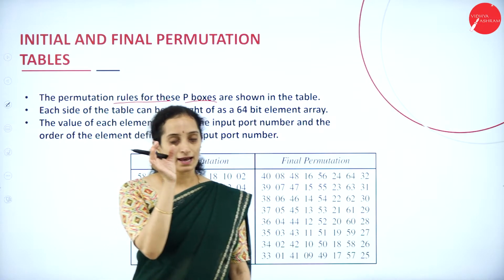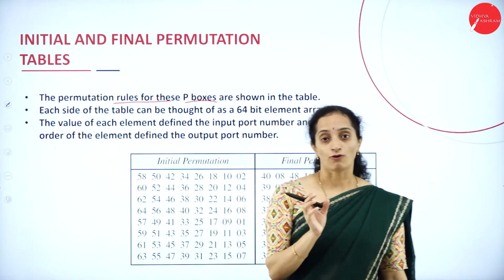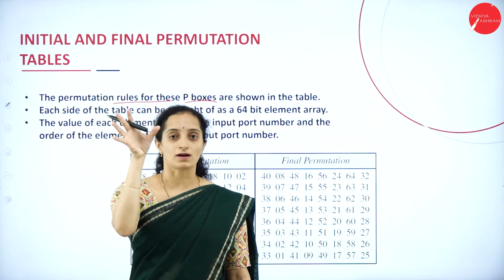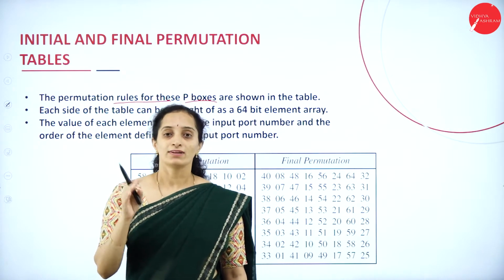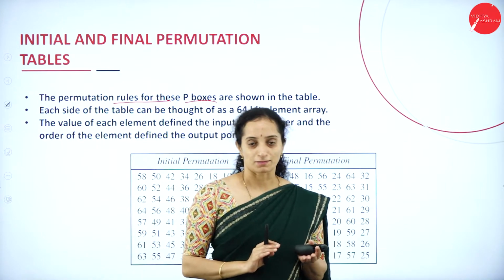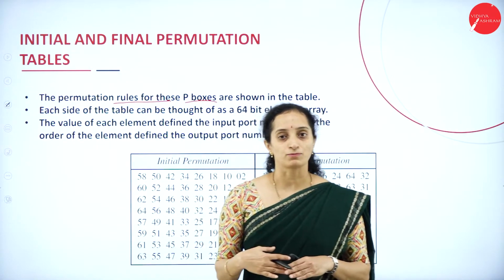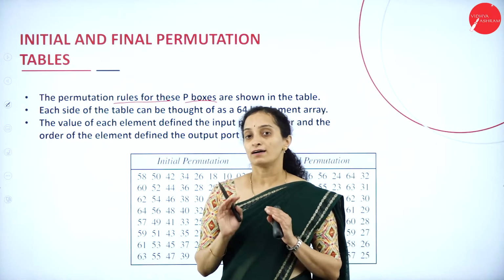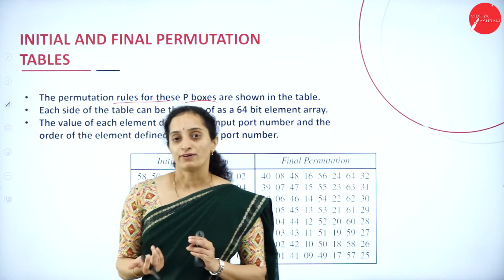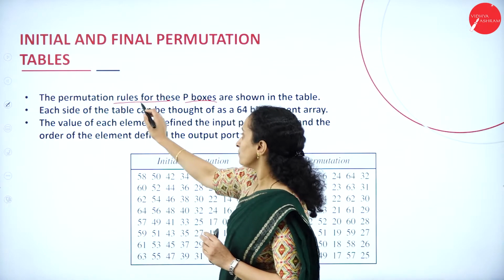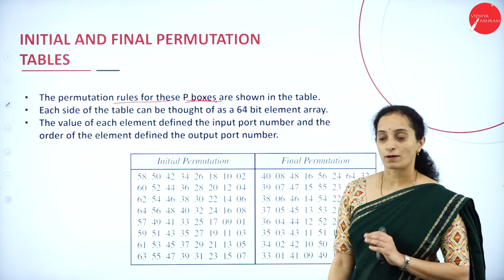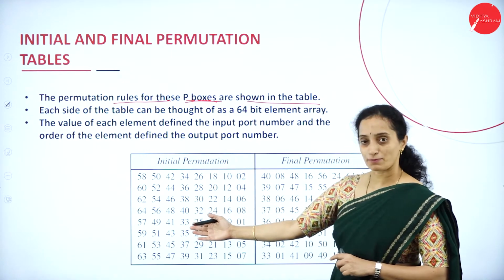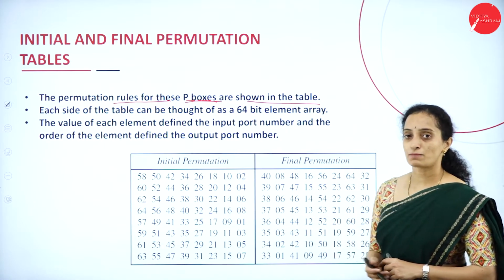That means there will be a hardware part and a software part for permuting. For permuting in the initial position, we will have a box which is called the P box. In that box, we will have the software for permutation. Again, in the final step, the final permutation, we will have another permutation box or P box, which contains the software for the final permutation. The permutation rules for the P boxes are as shown in the table. So this is the initial permutation table and the final permutation table.